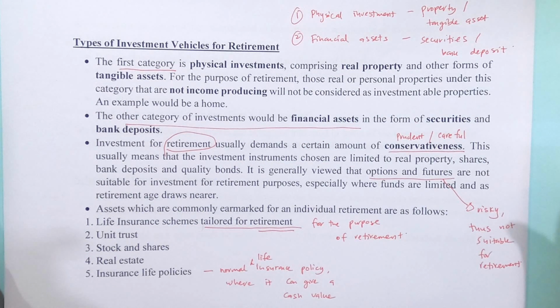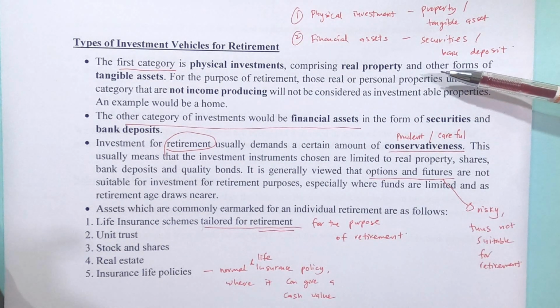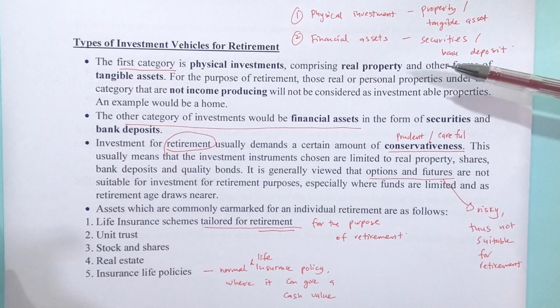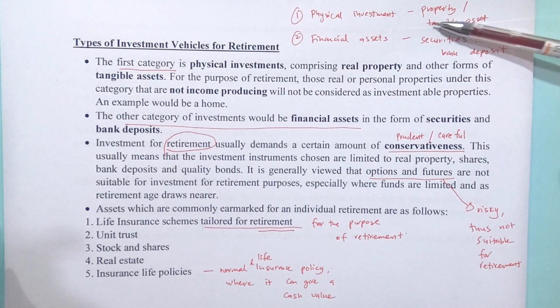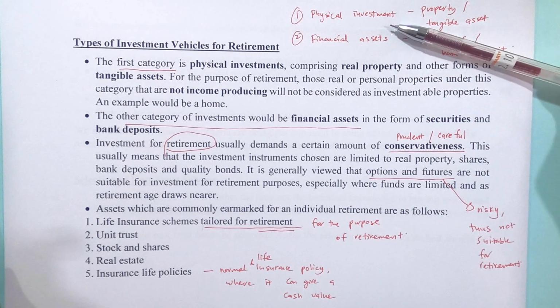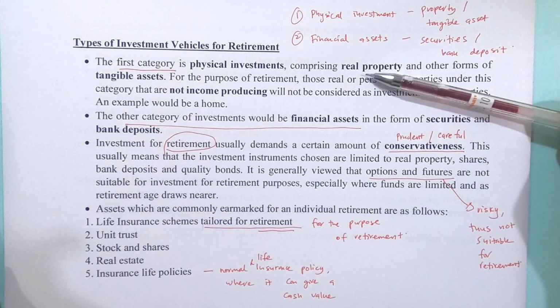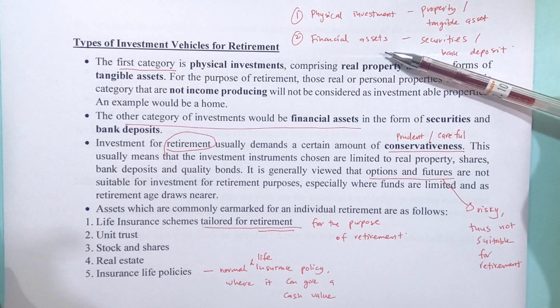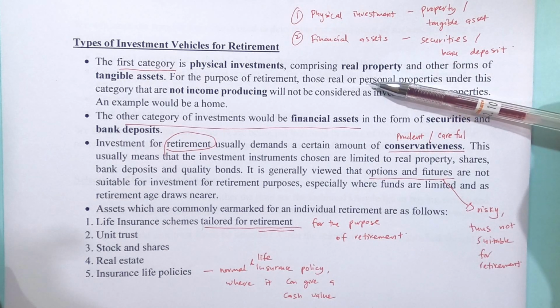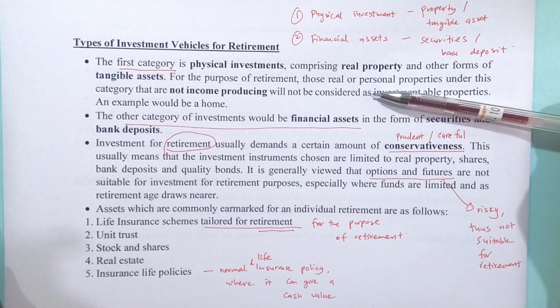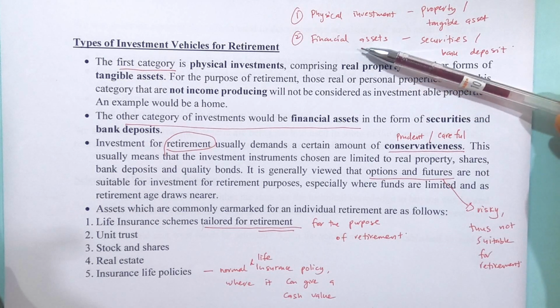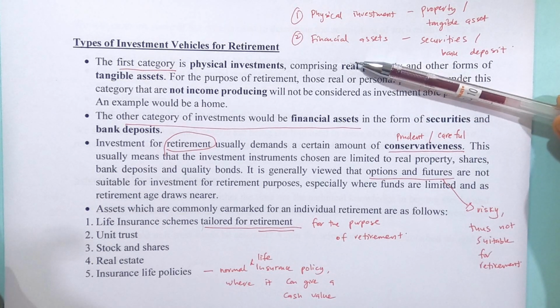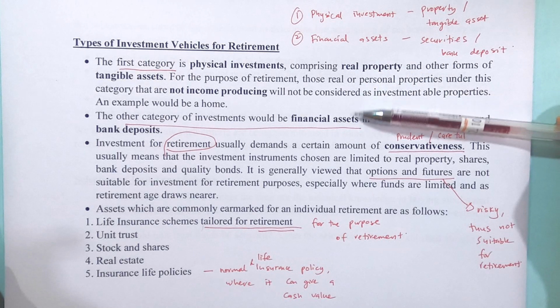Alright, now we look at the types of investment vehicles for retirement. As we already know, investment can be divided into two main parts. The first one is the physical investment, which refers to property, real property, as well as any types of tangible assets. And the second type of investment is the financial assets, which includes securities as well as bank deposits.